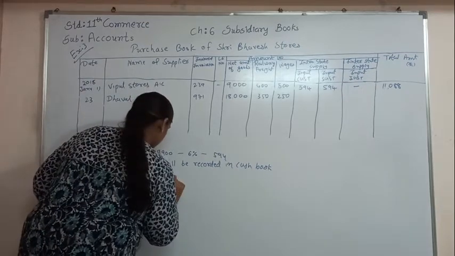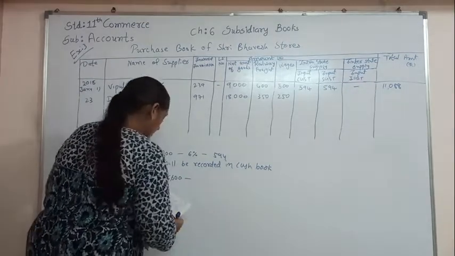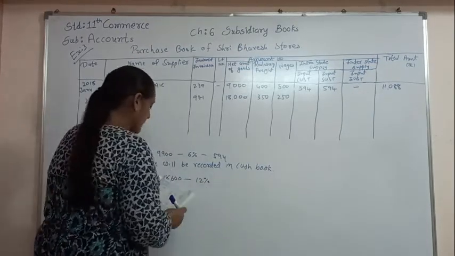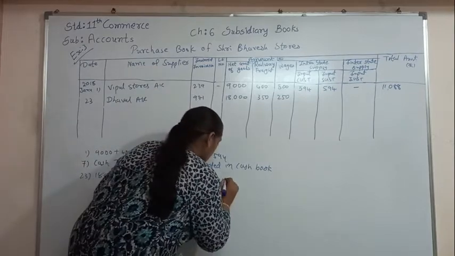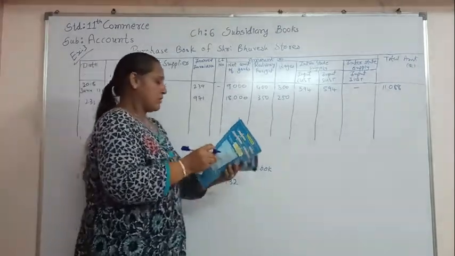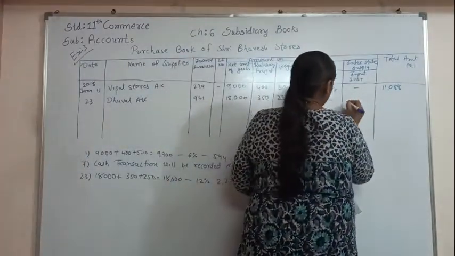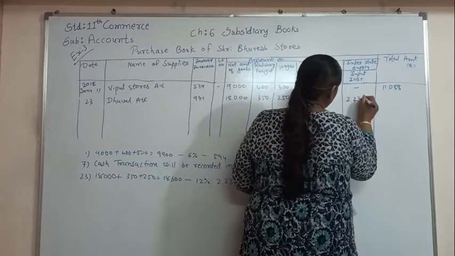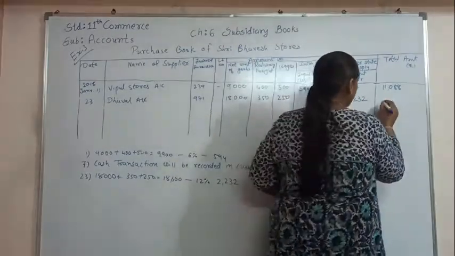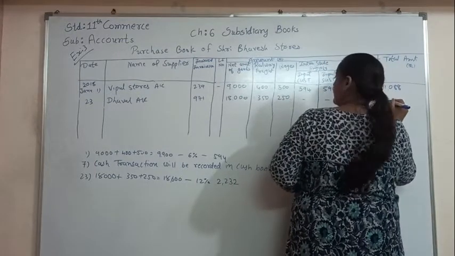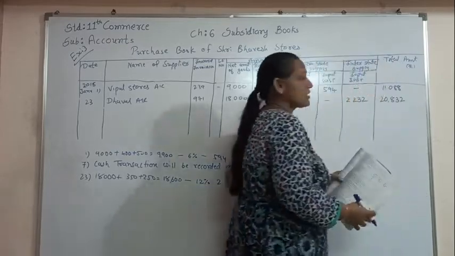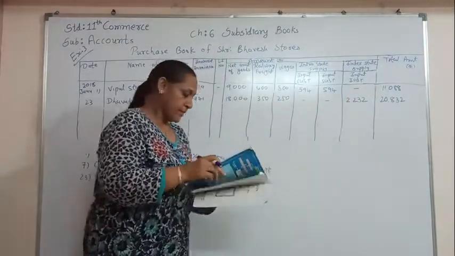18,600, and on that we are going to count IGST at the rate of 12%. So that IGST will be 2,232. So that we are going to write in the column of IGST, 2,232, and the total of that will be 20,832. So this is the total amount of the invoice.